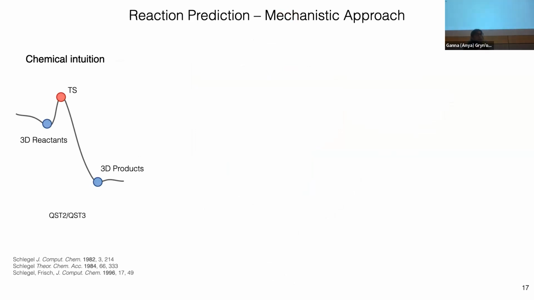And if you use any software package out there, you will draw the reactant, the product, and maybe guess with chemical intuition the transition state. And then you have a reaction pathway. That is great because you have the knowledge, but it's time consuming. You have to draw in 3D and that takes time.